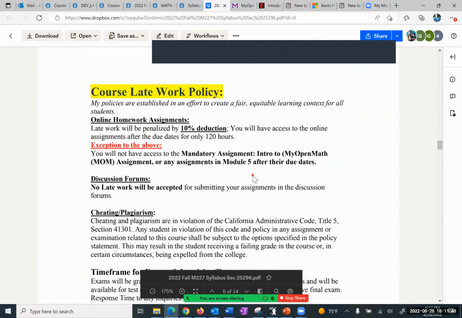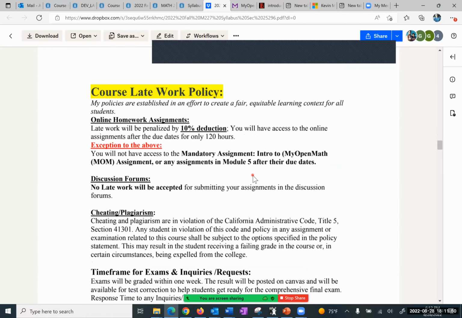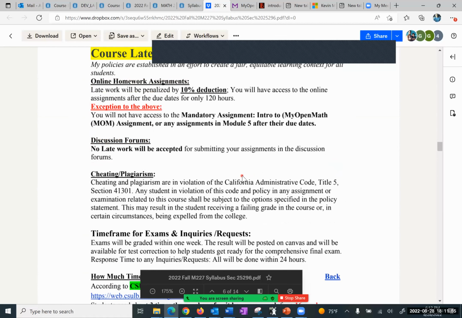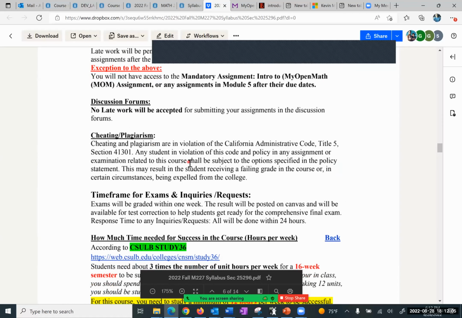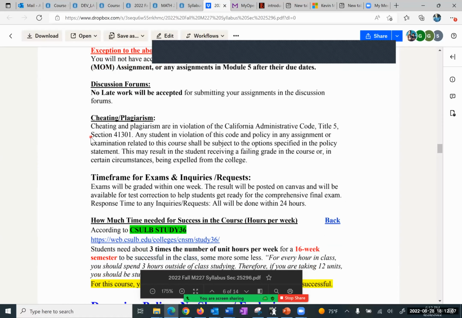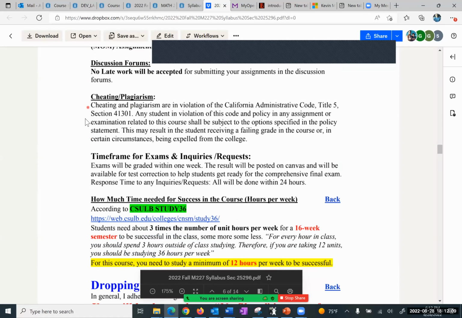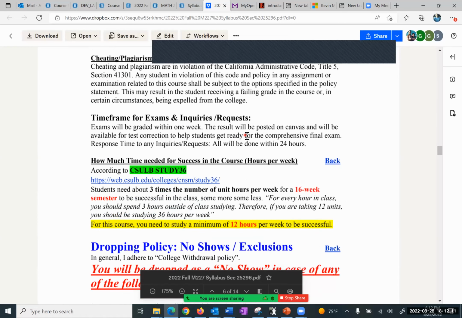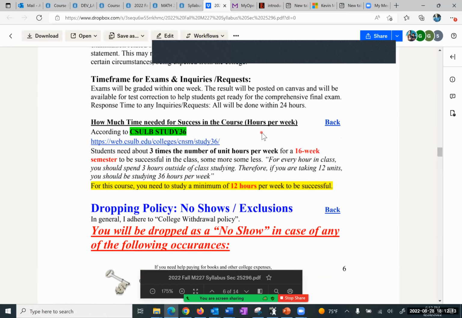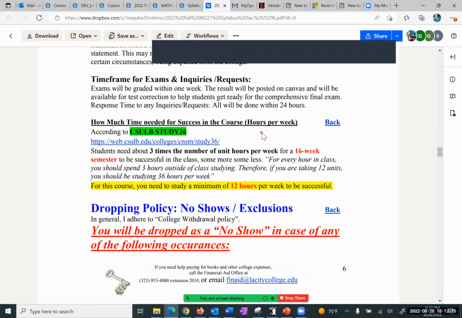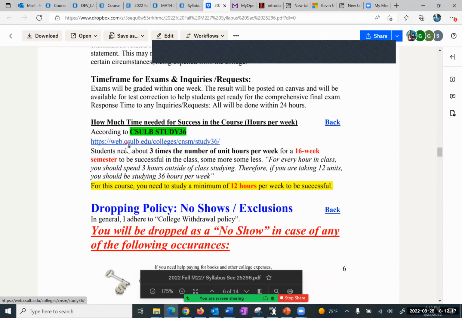You really don't want to do late work, but if you have to, there is a late pass you can use for a 10% penalty. There is no late work for the first assignment, which is a mandatory assignment called Introduction to MyOpenMath, nor for the discussion forum or the exams. Then we have more information, the time frame for inquiries. Basically, I will get back to you within 24 hours, and the same thing for the exams.